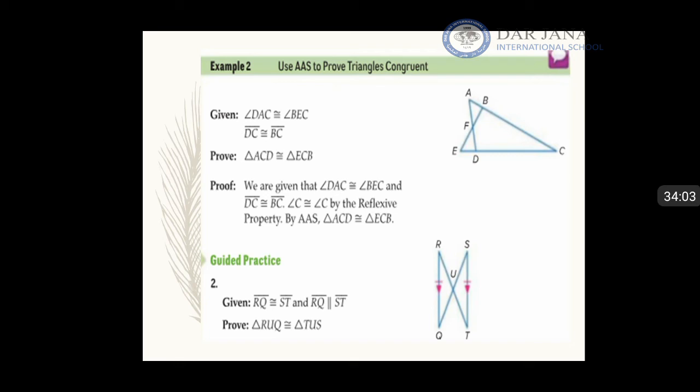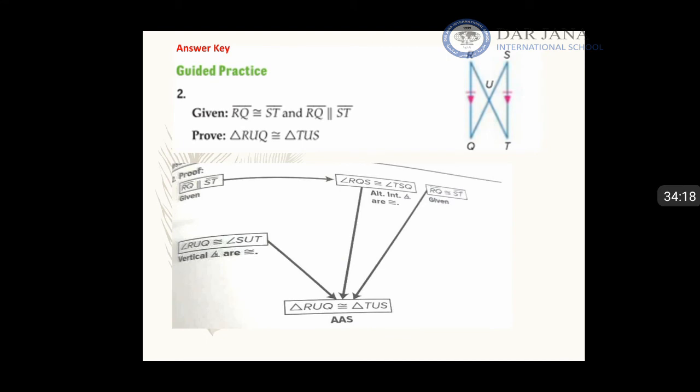And pay attention, the side here is not included. The side is not included, so here we're going to use the angle, side to prove that the triangle ACD is congruent to the triangle ECB. Now let's move to guided practice number 2 that we will solve in the next slide.